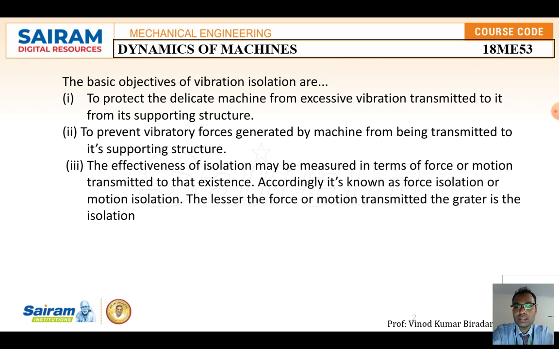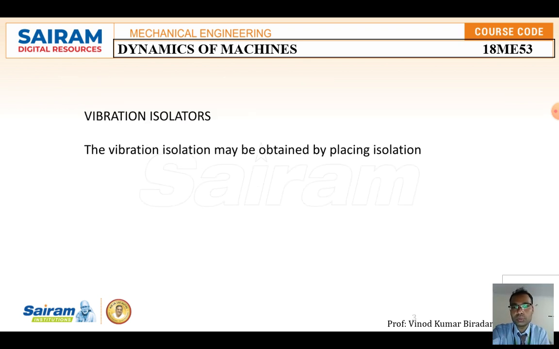The third one is that the effectiveness of the isolation may be measured in terms of the force or motion transmitted. Depending upon the component, the machine and the force, we are going to use different types of isolators. That is the third objective. Now, what are vibration isolators? As I told you, isolation is placed to reduce the vibration present in the machine component.